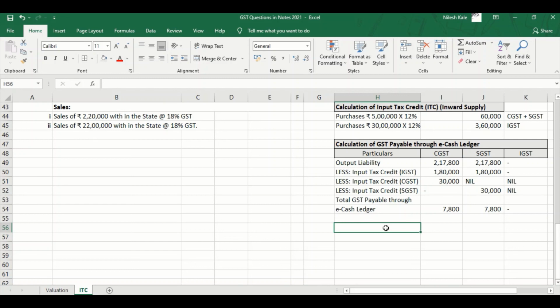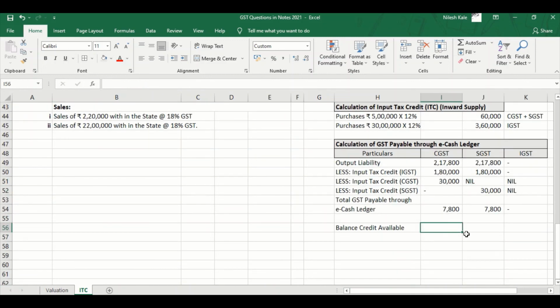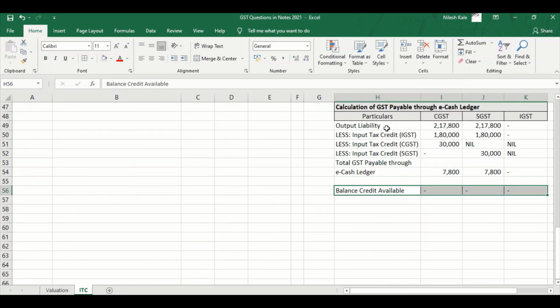Understood? Now what is the balance credit available? What is the balance credit available? See, there was 30,000 here and we have used all 30,000 here. 30,000 of CGST is completely used, 30,000 of SGST is completely used. So what is the balance available? Now no balances are available. Hope this is clear, right? I will just format this for you people for understanding.